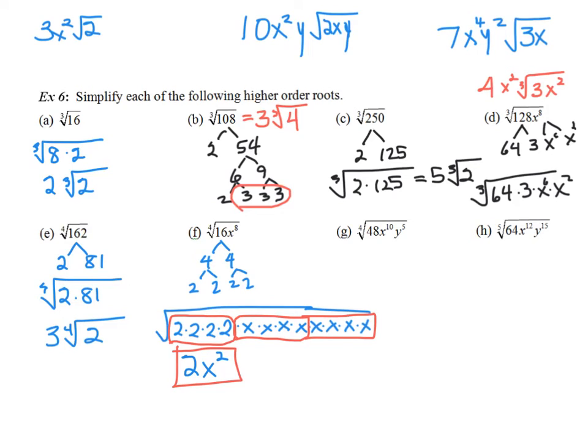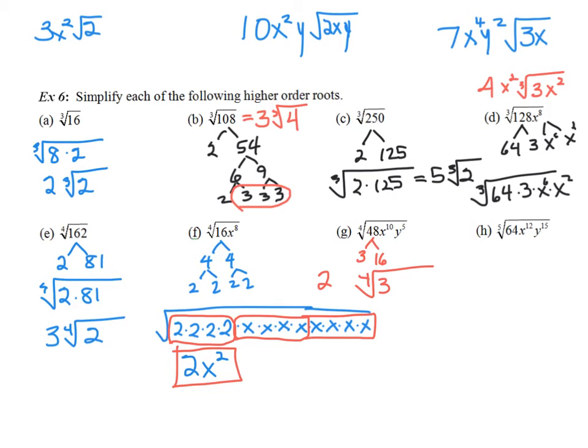For 48x to the 10th, y to the 5th, we know that 16 is a factor of 48, 3 times 16. And we just saw a minute ago that 16 was a perfect 4th. So 2 to the 4th is 16. So I'm going to be able to take that 2 out and leave the 4th root of 3 underneath.